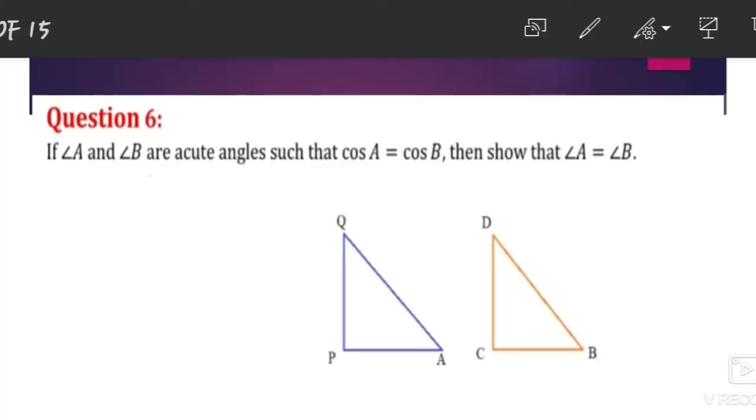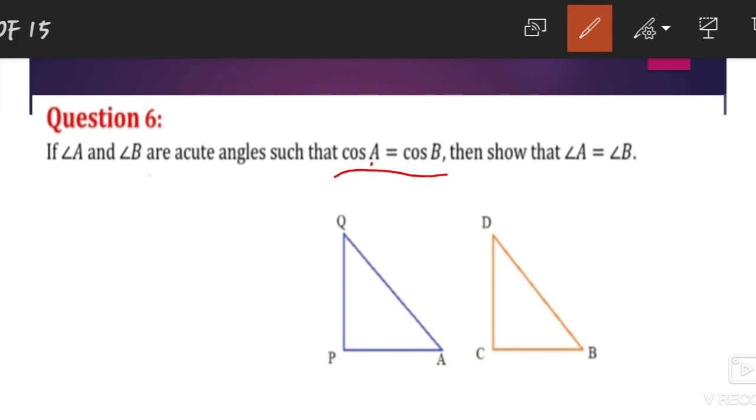Now question number 6. In question number 6, if angle A and angle B are the acute angles such that cos A is equal to cos B, then show that angle A is equal to angle B. Now the triangle is not given. The name of the triangle is not given. Only given that cos A is equal to cos B.